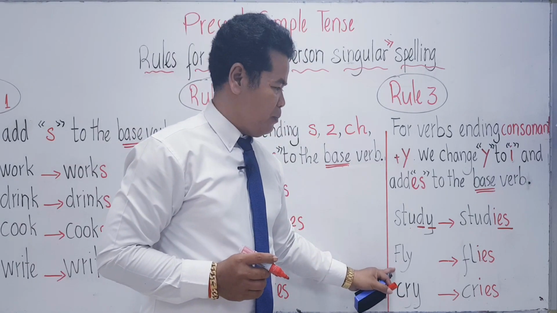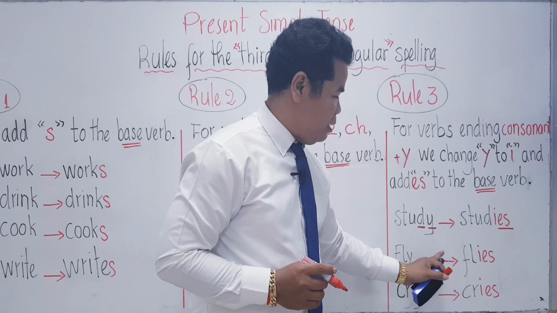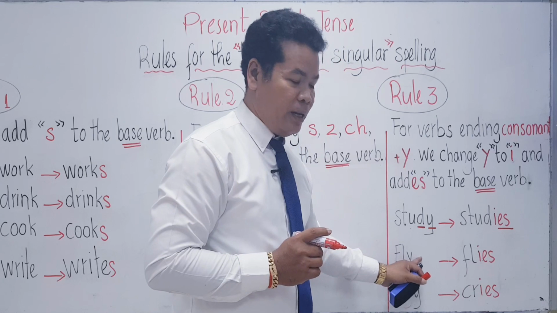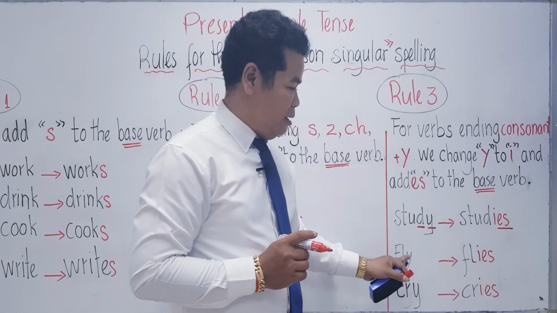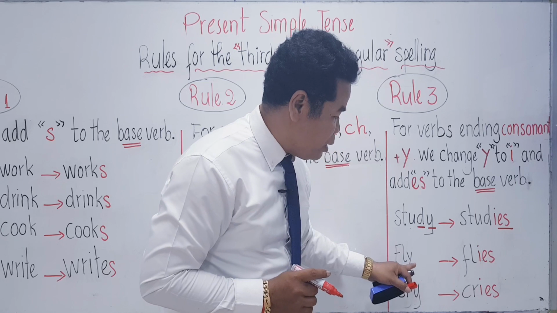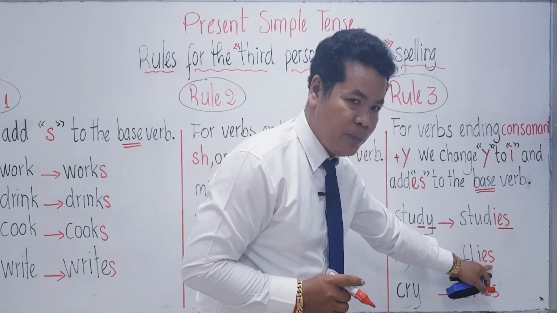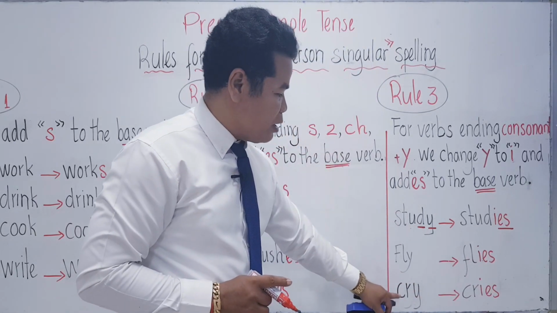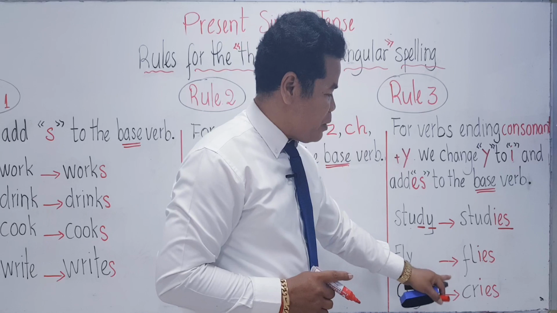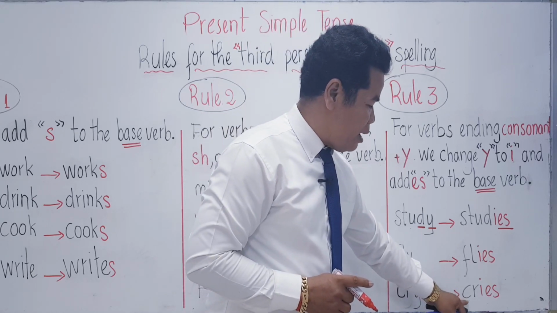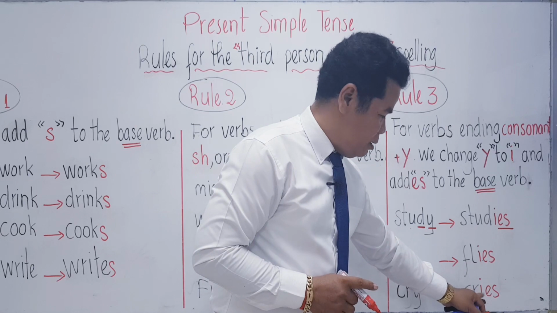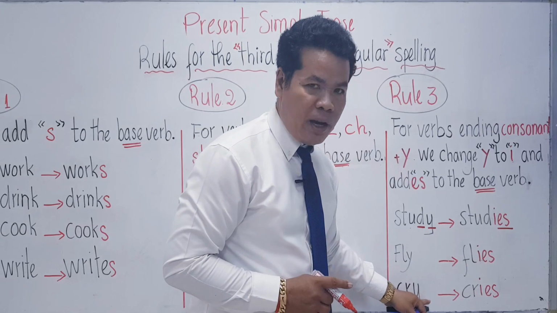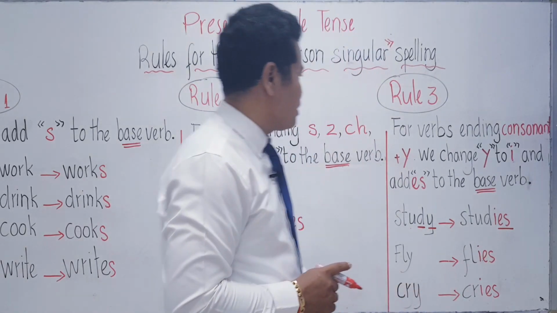Another word, fly. When you go to third person singular, you can say flies. You cannot just add S over here, and you cannot just add ES. Change letter Y to letter I and then add ES. The rule says that. So, another one, cry. When you go to third person singular, cry, change Y to I and add ES. So we pronounce cries.